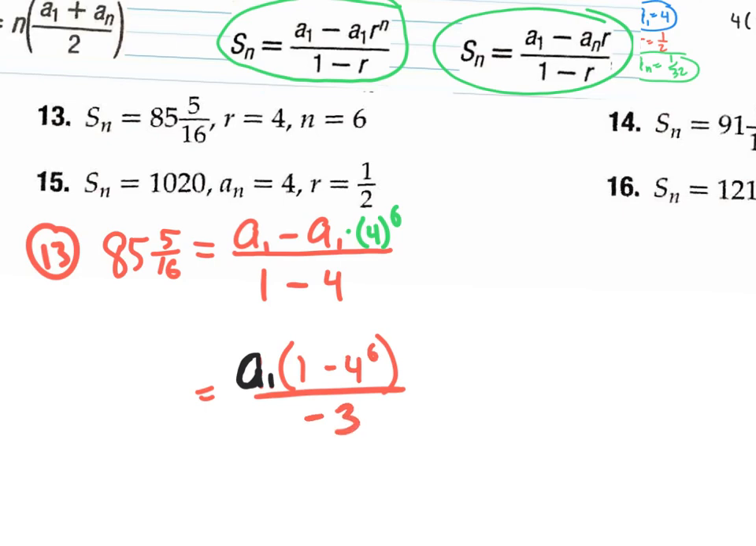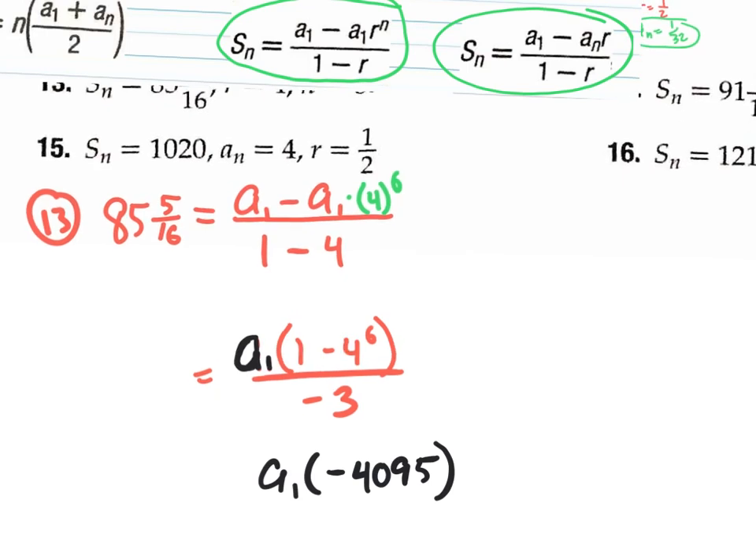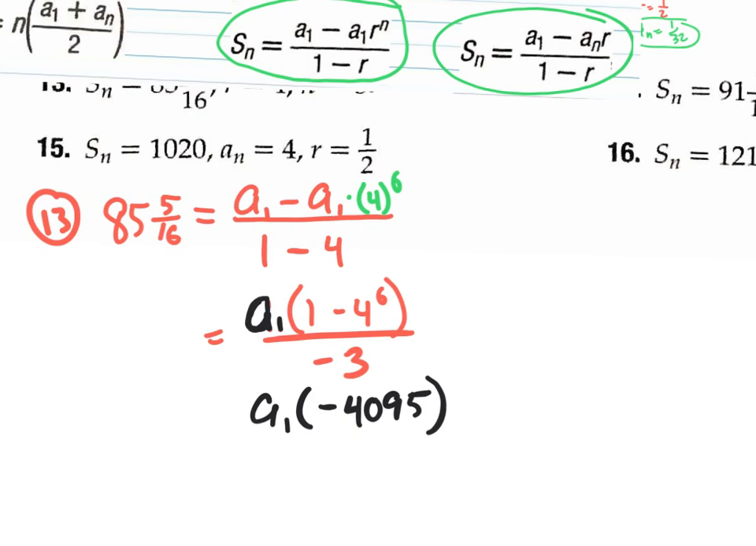So we need to work this out right here, guys. Let's begin with order of operations, parentheses first. Inside of the parentheses, you have exponents and subtraction, so you're going to do exponents first. 4 to the 6th power is 4,096. So what we really have here is a sub 1 times 1 minus 4,096. If you take 1 away from 4,096, it'll be negative 4,095, all divided by -3, and it's still equal to this 85 and 5/16.